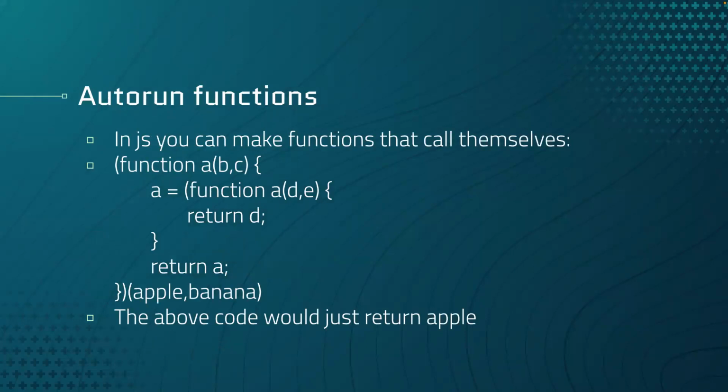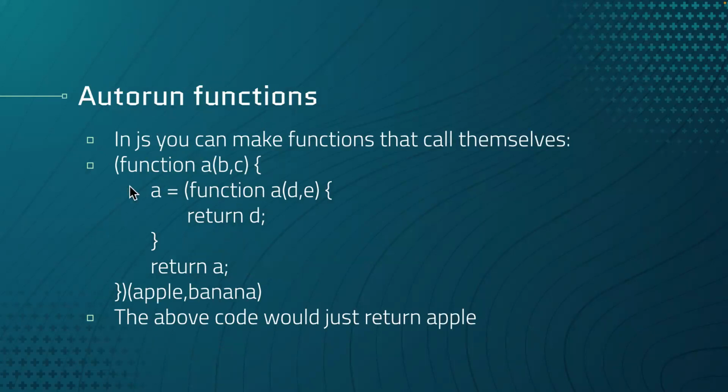You can also do something I'm calling auto run functions. That's where you have the syntax where you put a parenthesis in front and at the end, and then you put parentheses again and pass in the parameters. So here you have your function A, which takes in B and C.